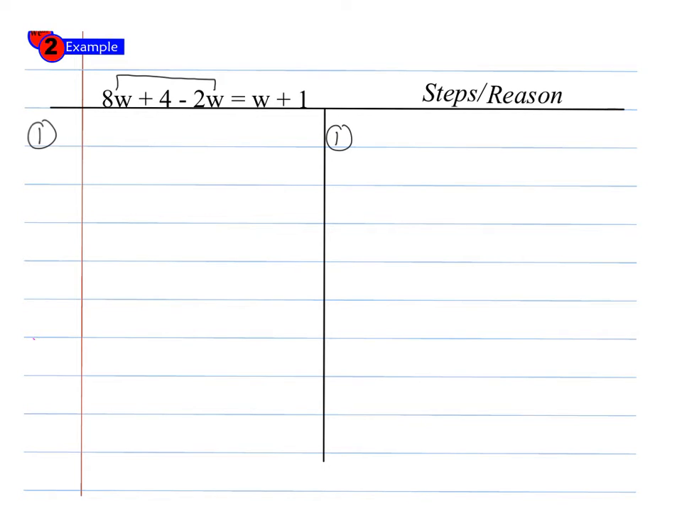Again, since 8 and negative 2 are different signs, you're going to subtract and keep the sign of the bigger number. Since 8 is bigger, I know my answer is going to be positive. So I'm going to have 6w plus 4 is equal to w plus 1. And again, I combined like terms there.